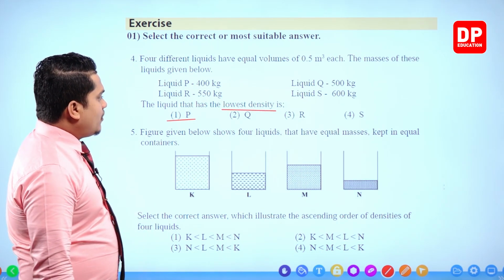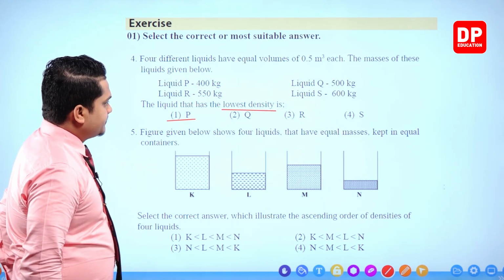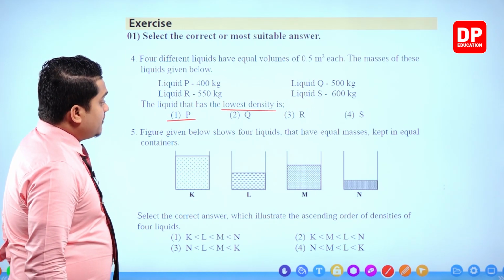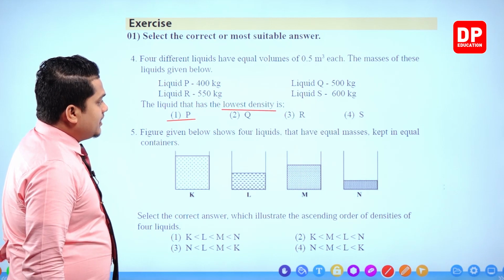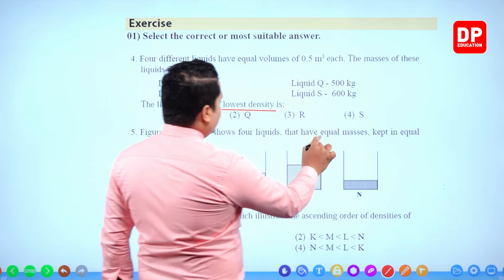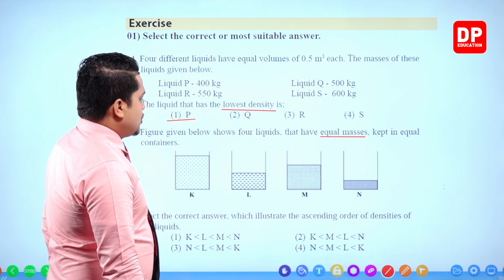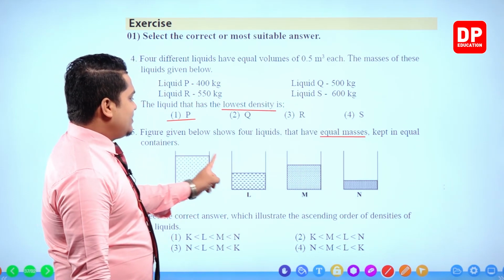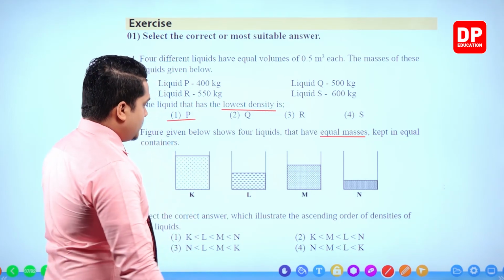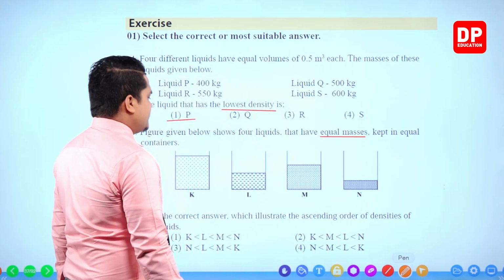Figure given below shows 4 liquids that have equal masses kept in equal containers. So they have equal masses. As you can see here, even though they have equal masses, their volumes are different. Let's take several imaginary values like this.